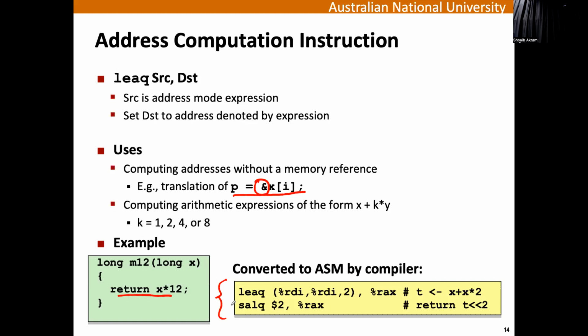The same addressing mode that we just looked at on the previous slides with the move instruction. Inside the parentheses, we are saying 2 is the scaling factor, RDI is the base, and RDI is the index register. What we get as a result of this instruction in register X is X plus X multiplied by 2, which is 3X. Now, the function here says X multiplied by 12.